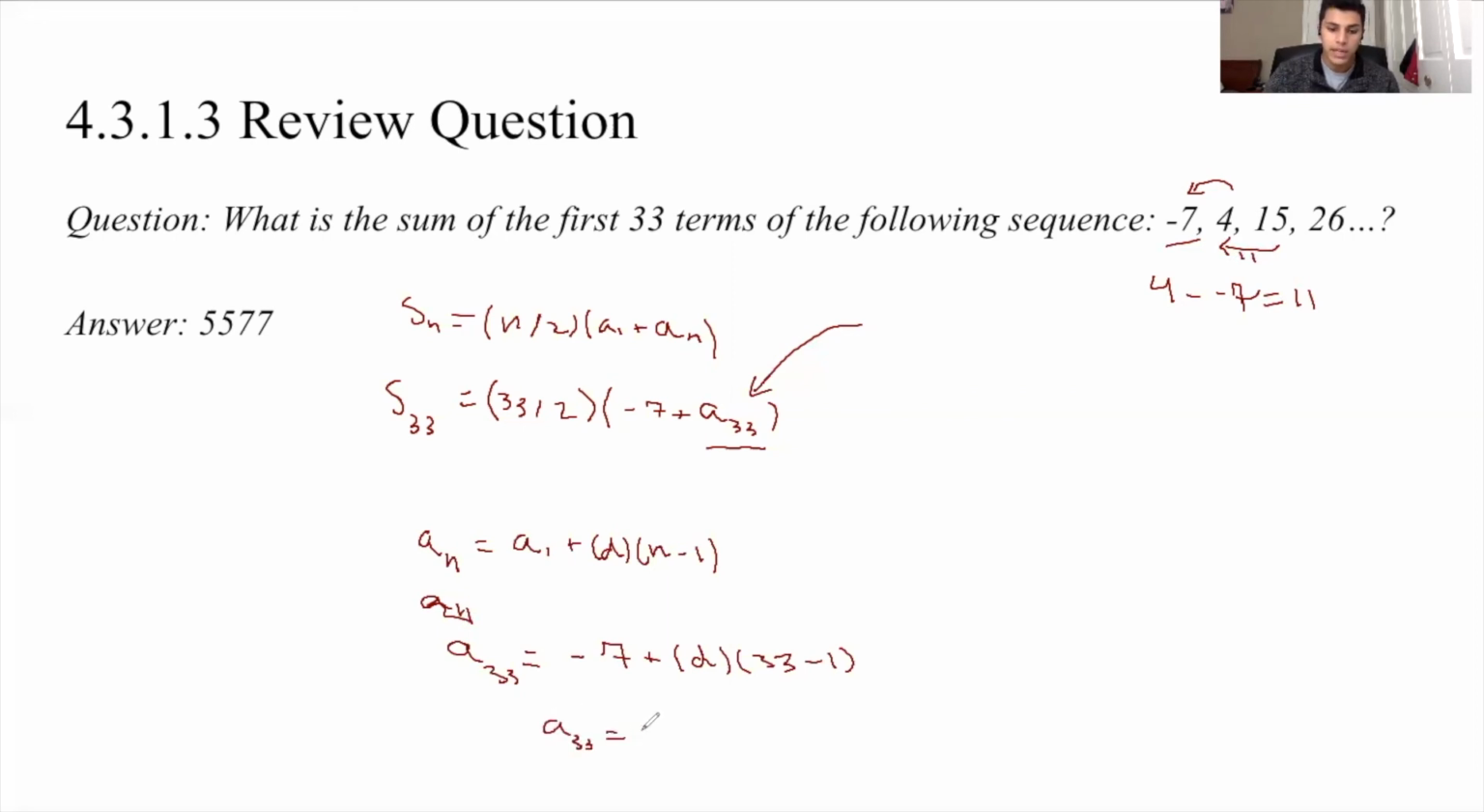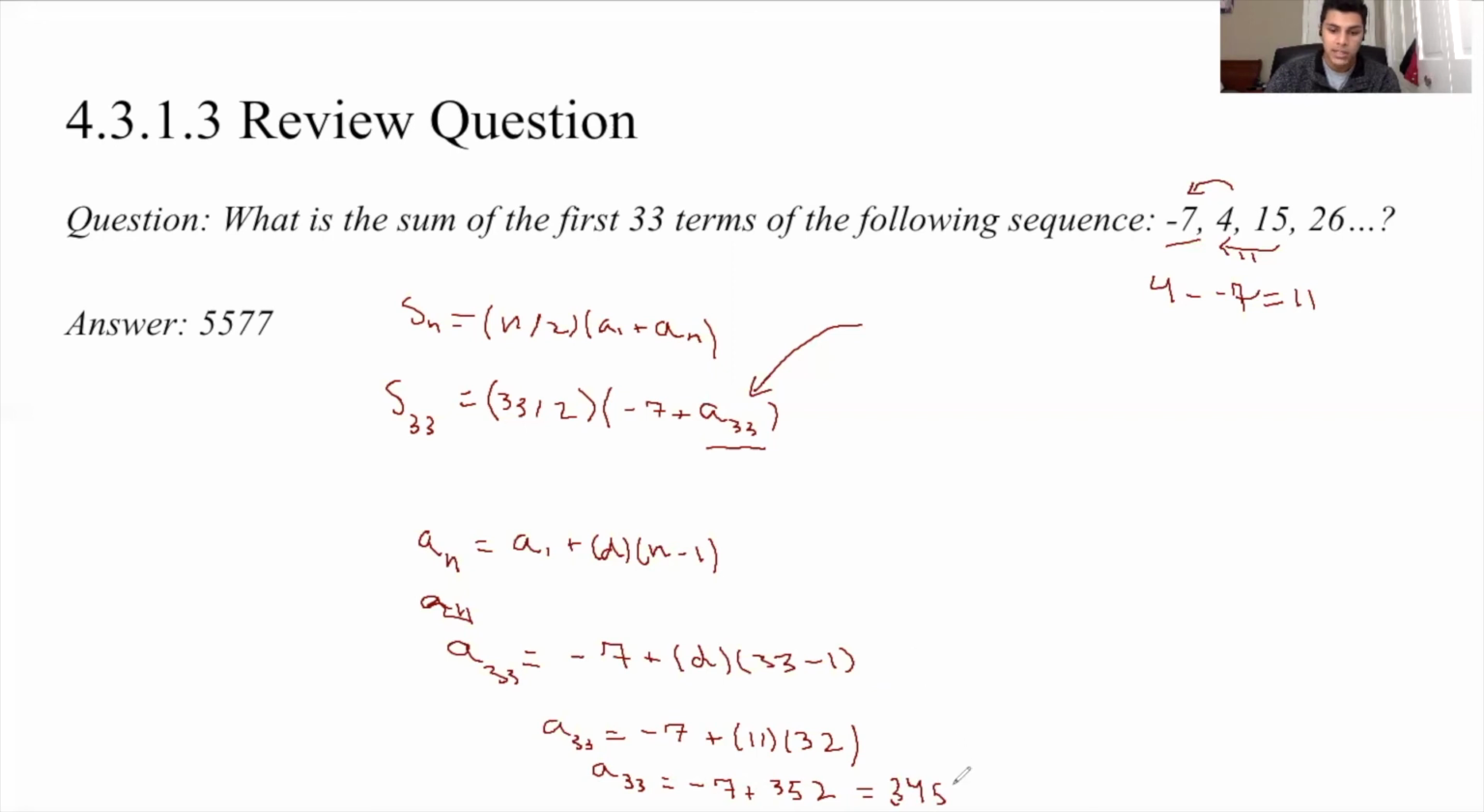So a33 equals -7 plus 11 times 32, because 33 minus 1 is 32. All right, so now we have to multiply 32 by 11. And remember, you can use a calculator for this. So -7 plus 11 times 32, which is 352. So a33 is -7 plus 352, and when we simplify that out, that gets us 345. So the value of our 33rd term is 345 in this arithmetic sequence.